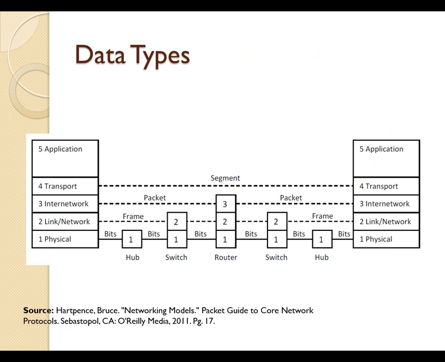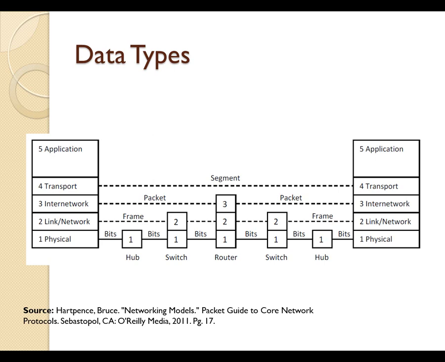The other way to look at this is to look at different data types. So at different layers, we have different data units. Now we call these protocol data units. And so at each layer, I construct a different protocol data unit, and I'm going to show you this in a small animation later on. But for now, just take a look at what happens at each layer in terms of what type of protocol data unit I create, and what devices operate at which layers.